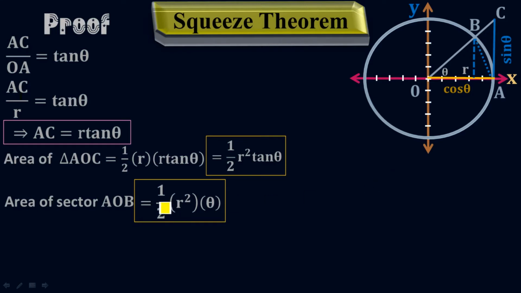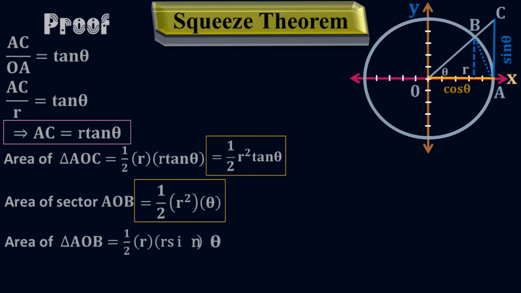The formula for the sector AOB will be 1/2 into r square into theta. This is the formula for the sector. R square means you take the square of the radius and then times theta. So 1/2 into the square of the radius times theta will be the area of the sector. This whole region, including this curved part from here up to here, is 1/2 into r square into theta. This will be the area of sector AOB.